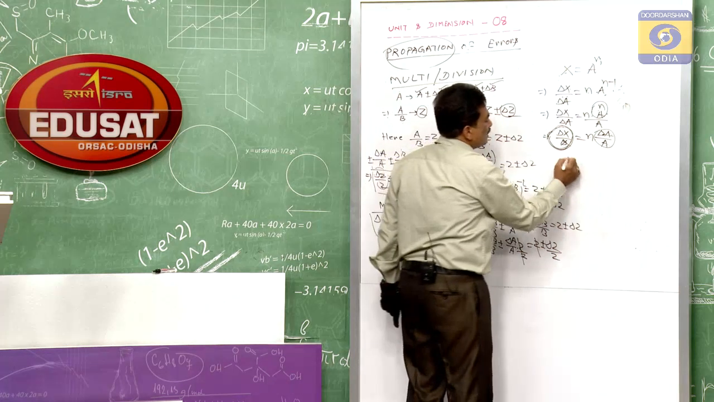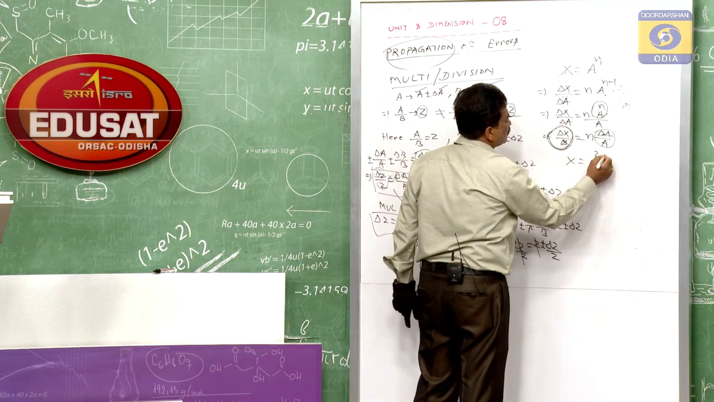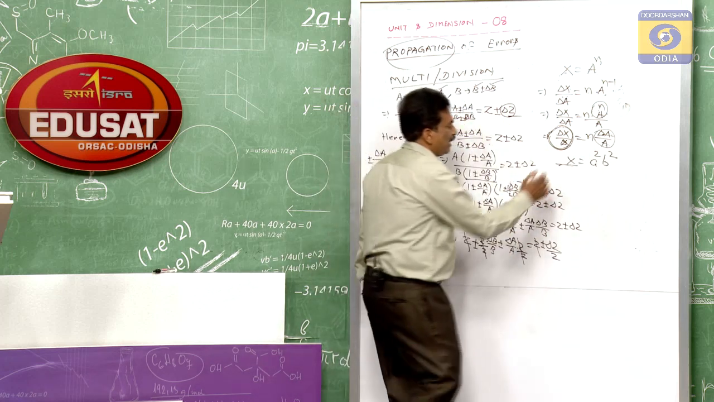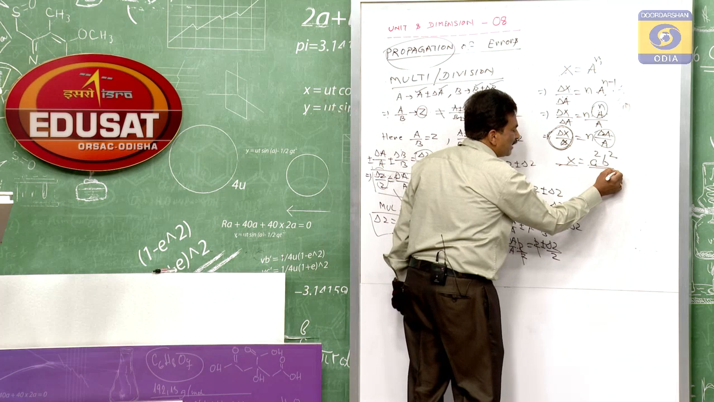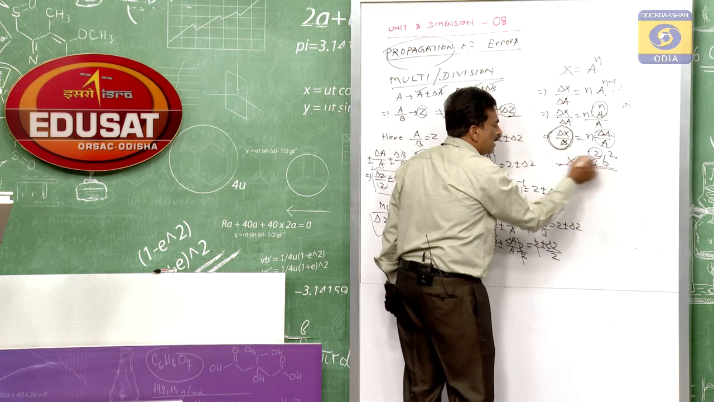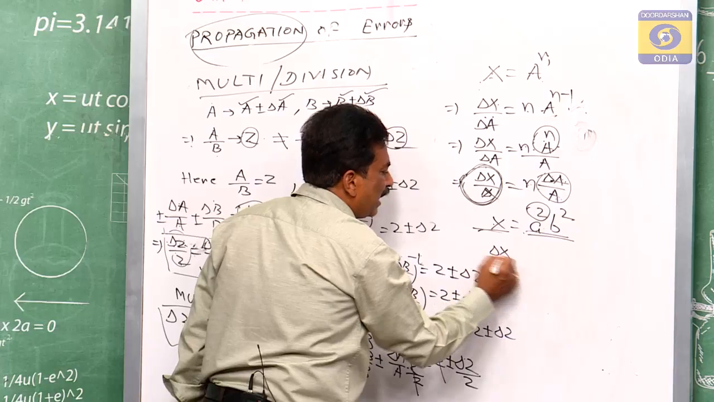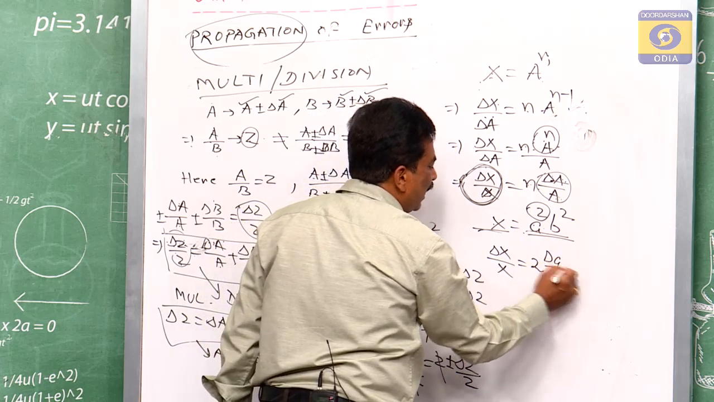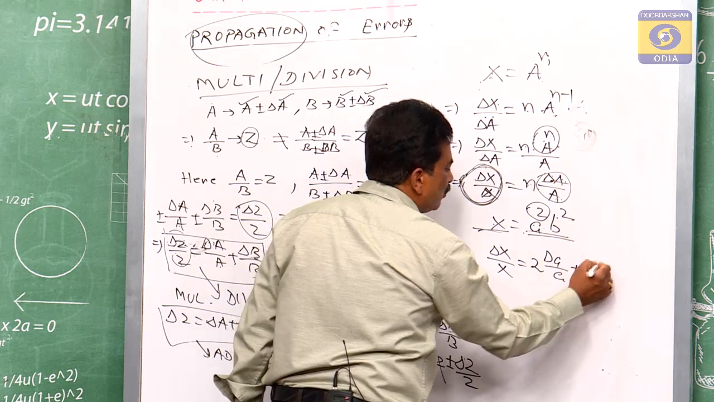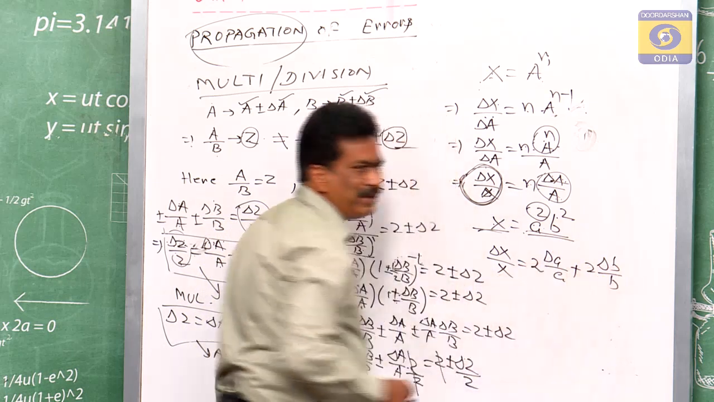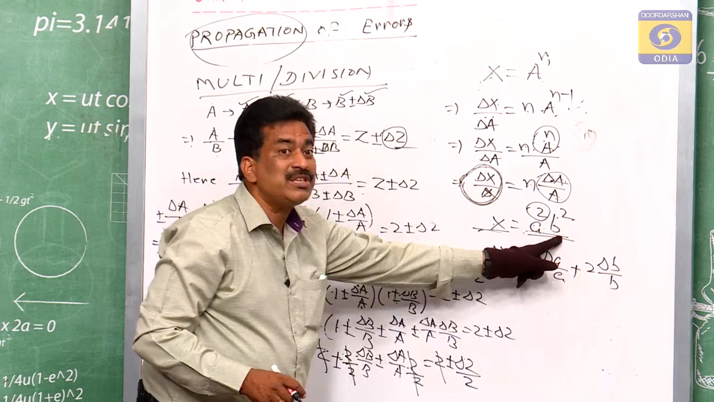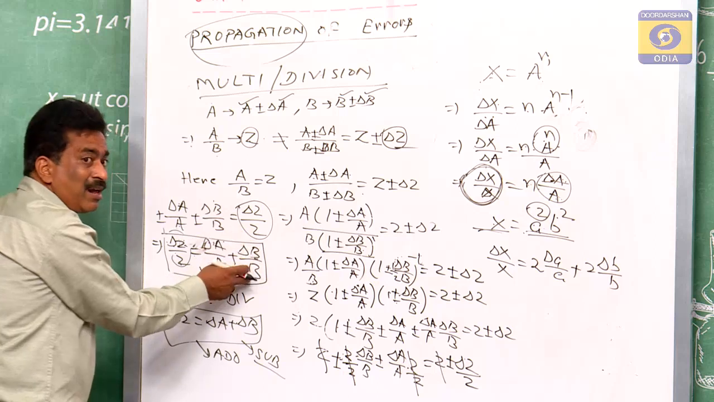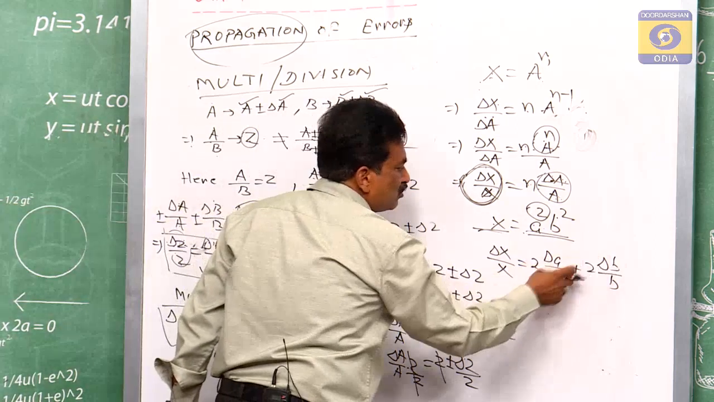Means if x is equal to a squared b squared, then what will be the percentage of error in x? Means if this is the multiplication form with powers, then del x by x is equal to 2 times del a by a plus 2 times del b by b. Sir, why does this plus come? Because this is the multiplication. For multiplication, the relative errors are to be added.